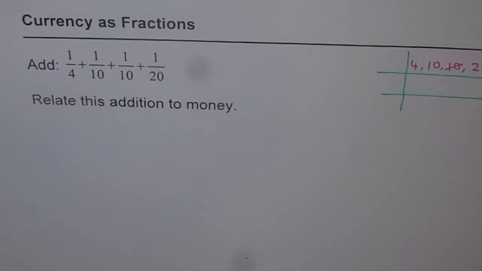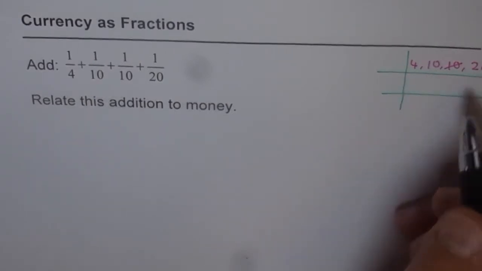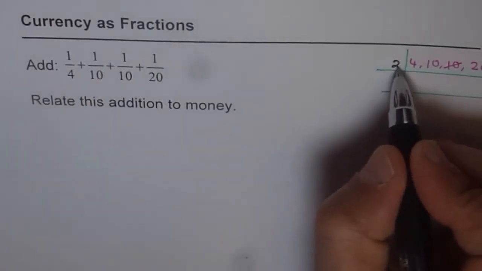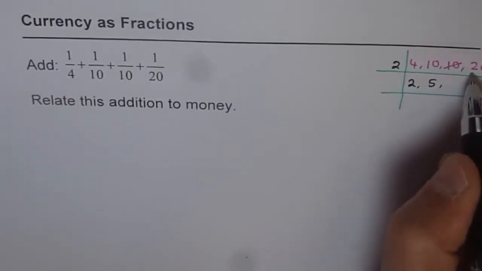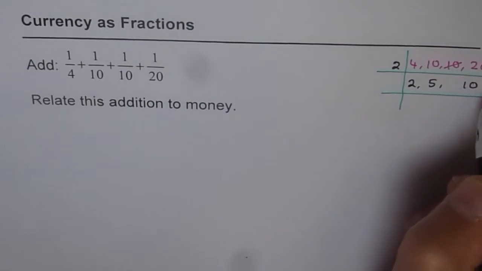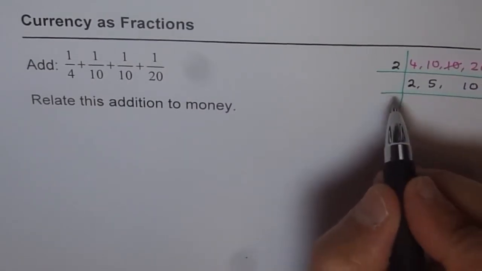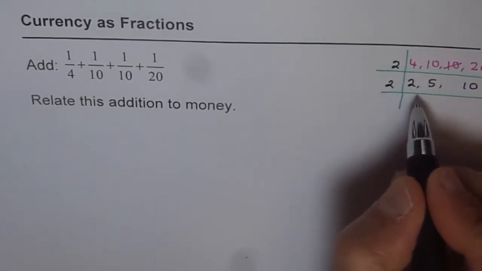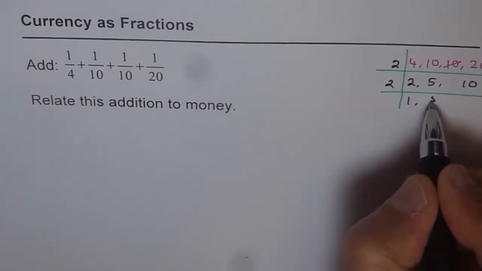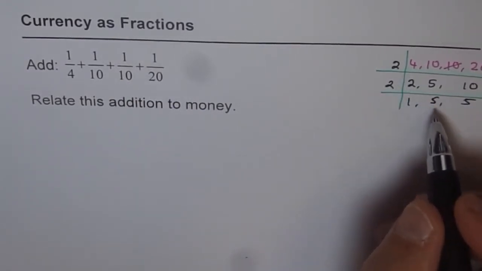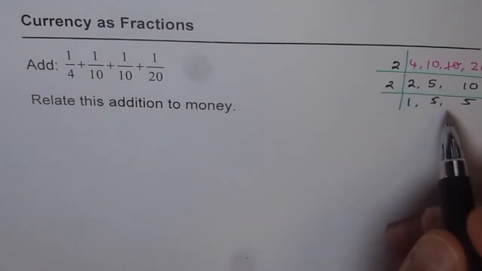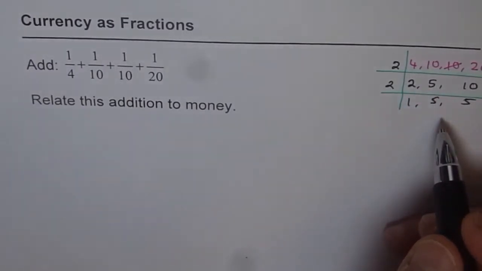So to find the common denominator, we can divide them by 2. So let's divide them by 2. What do you get? 2 times 2 is 4, 2 times 5 is 10, and 2 times 10 is 20. Now again we can divide them by 2. So we'll get 1, 5 and 5. I hope you understand what we are trying to do here. This is repeated division to find the common denominator.